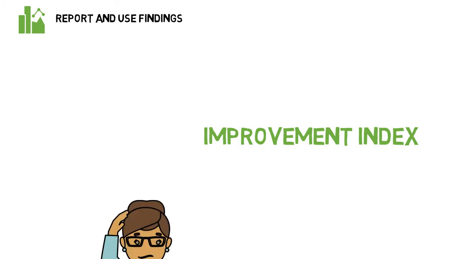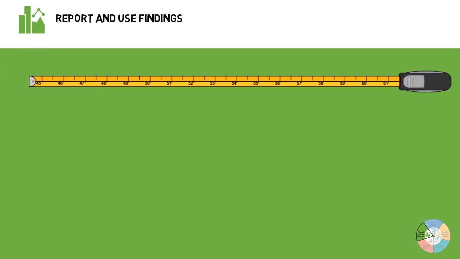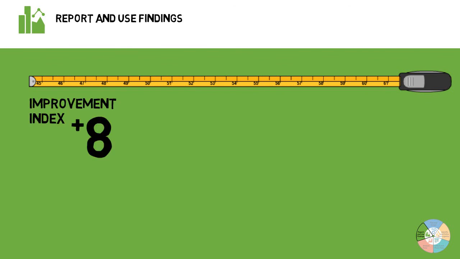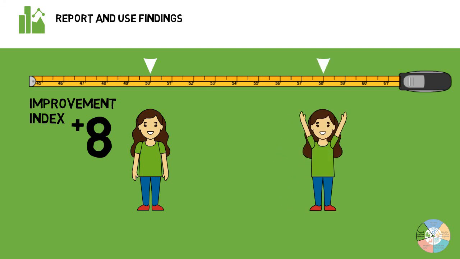The Improvement Index, for example, is designed to help practitioners and policymakers understand the magnitude of difference your program would make on the average person in your study. If your Improvement Index was reported to be +8, it would indicate that a student who was at the 50% mark without the intervention would be expected to be at the 58% mark with the intervention.